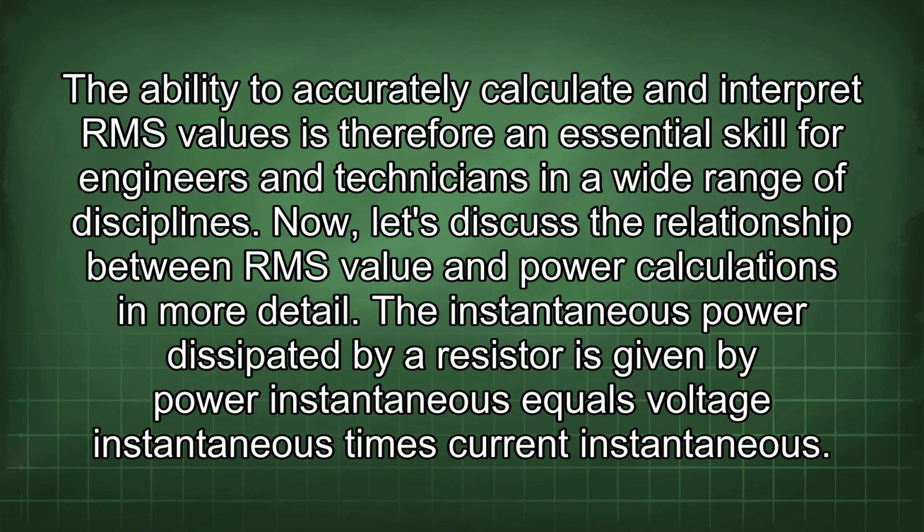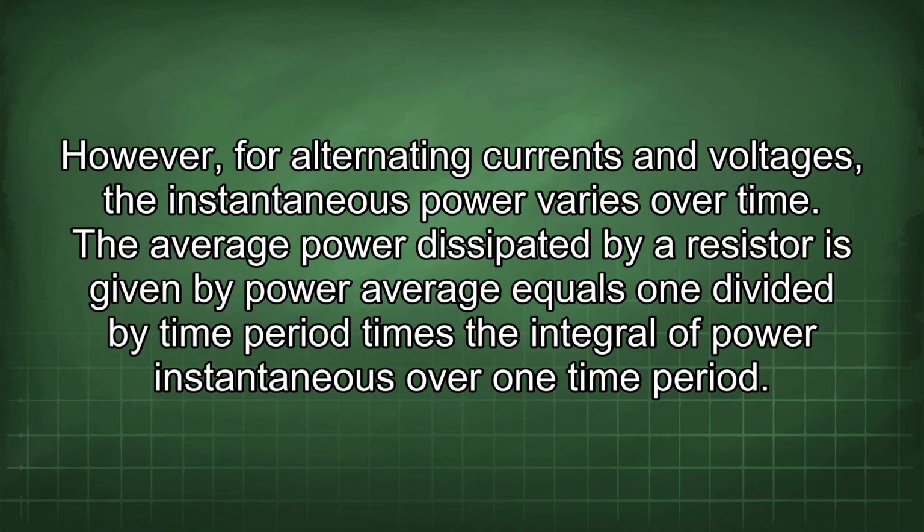Now, let's discuss the relationship between RMS value and power calculations in more detail. The instantaneous power dissipated by a resistor is given by P_instantaneous equals V_instantaneous times I_instantaneous. However, for alternating currents and voltages, the instantaneous power varies over time. The average power dissipated by a resistor is given by P_average equals 1 divided by the time period T times the integral of P_instantaneous over one time period.